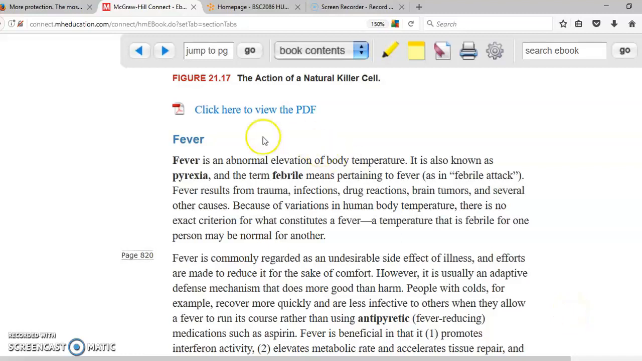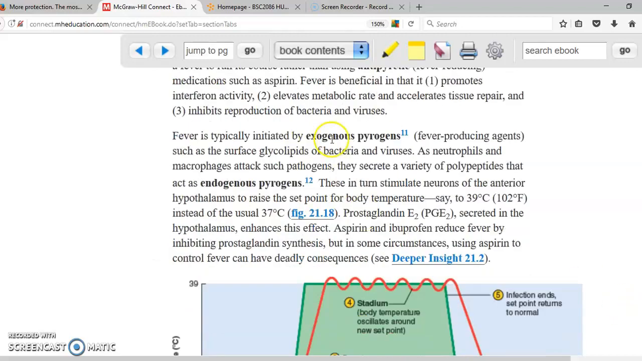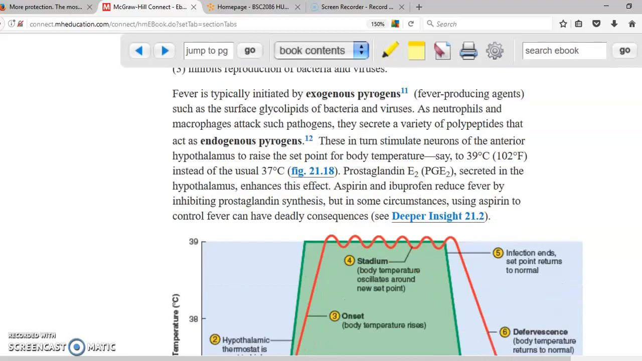Okay, the next topic is fever. Fever, obviously, we all know is just an increase of temperature. It's also known as pyrexia, which means fever. Exogenous pyrogens are because of infection. Endogenous is, for example, prostaglandin, as you have in here.